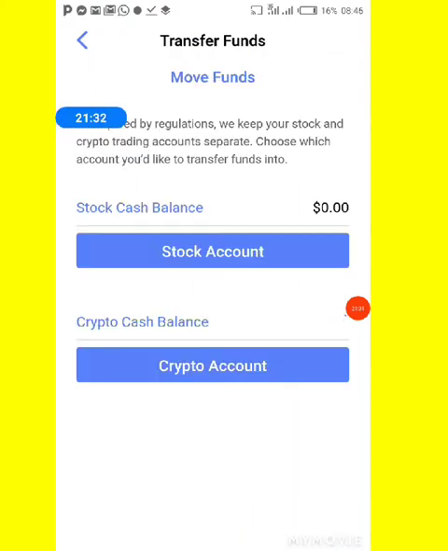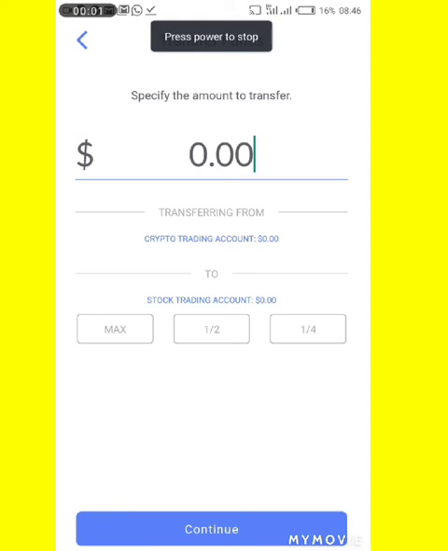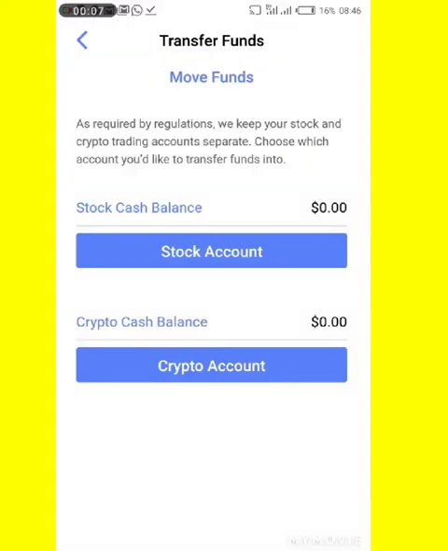Now there's something here for those who really want to invest in the stock market. That is why I'm bringing this up. Now, if you see what is written here, as required by the regulations, we keep your stock and crypto trading accounts separate. Choose which account you would like to transfer funds into. Now you see something like this: the stock cash balance and then the crypto cash balance.